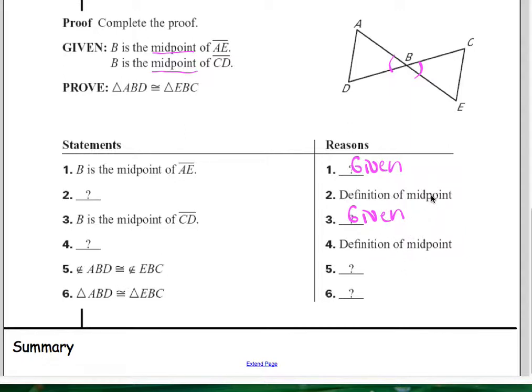So we need to think about what this midpoint definition is telling me. In this line, it says that B is the midpoint of AE. So I need to find AE. So here is AE. If B is the midpoint on AE, that means that to each side of B is an equal segment. So this side is equal to this side. And that's what goes into the statement. AB is congruent to BE by the definition of midpoint.